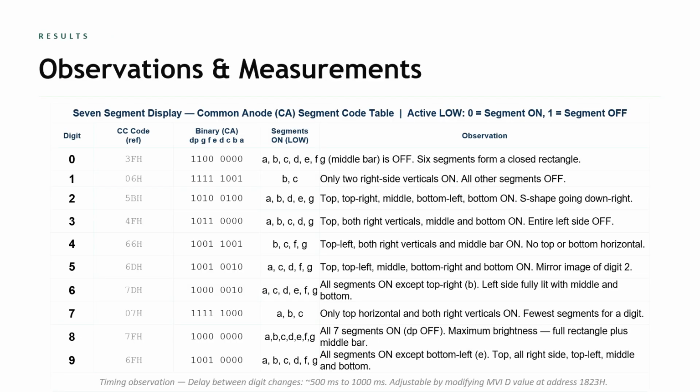So the result was fully successful. Let me go through the observation table for all 10 digits, 0 through 9. The correct segments were activated with the correct common anode codes. Digit 0 showed a closed rectangle with the middle bar G off. Digit 8 had all 7 segments on at maximum brightness. Digit 9 had all 7 segments on except bottom left E. Every digit matched the expected segment pattern.